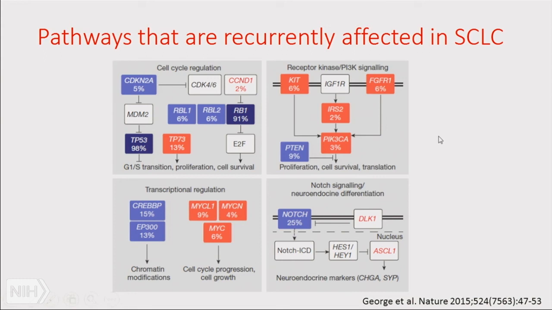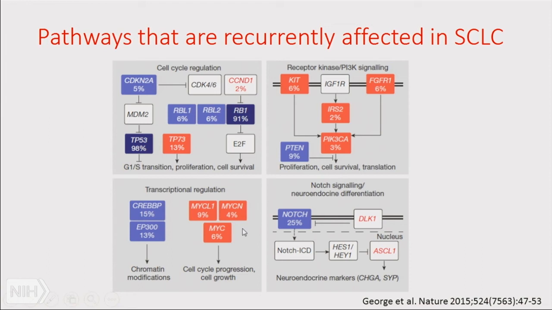In the upper right panel, I show that some of the oncogenes are very rarely mutated in small cell lung cancer, such as PIK3CA and the KIT oncogene, as well as fibroblast growth factor receptor 1. As mentioned earlier, the two histone acetyltransferases are commonly mutated in small cell lung cancer, but their roles are still not very clear. MYC genes are commonly amplified.